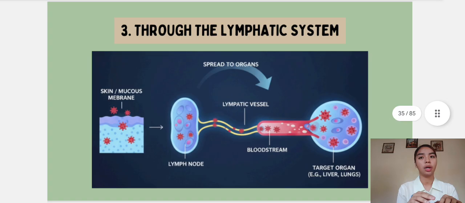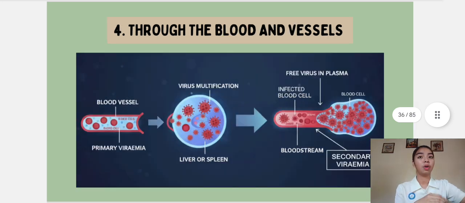When the virus enters the skin or the mucous membrane, it can reach the lymph node. If the viruses are not stopped at the lymph node, they can travel to the lymphatic vessel. Once they're in the lymphatic vessel, their next route is the bloodstream. Once they're in the bloodstream, they can spread through blood and vessels, causing primary viremia.